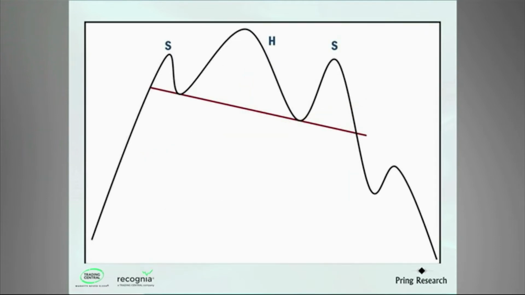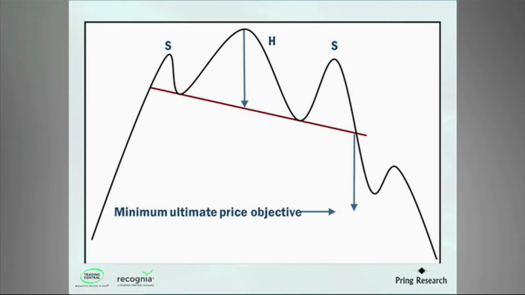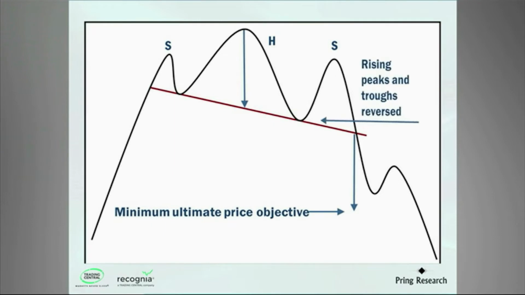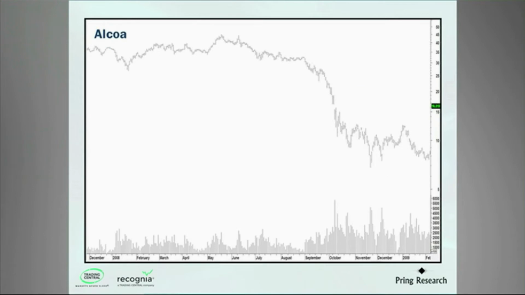On the other hand, this is a downward sloping formation with its measuring implication. For this pattern, the declining peaks and troughs have been reversed prior to the violation of the neckline. Here we see a nice downward sloping head and shoulders for Alcoa, just before the 2008 financial collapse. Note that the downside objective was achieved many times over.